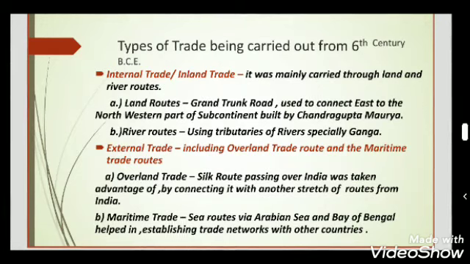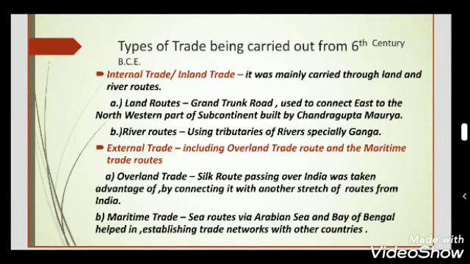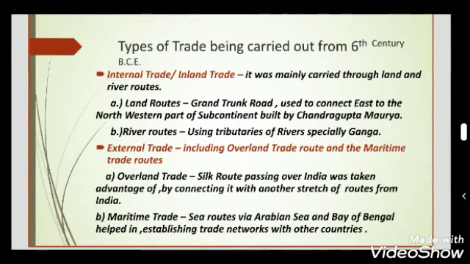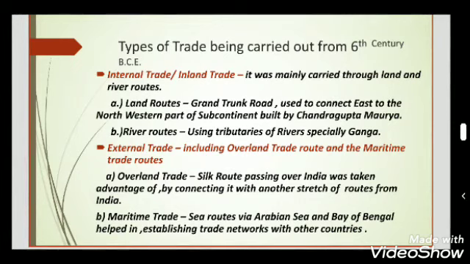Then we spoke about how riverine routes were used for transport and communication, especially the Ganga and its tributaries. Fine. So trade continued to be carried out within the internal part of the subcontinent through land and river routes. Obviously, more river routes or land routes might have been exploited or discovered or improvised on over a period of time.